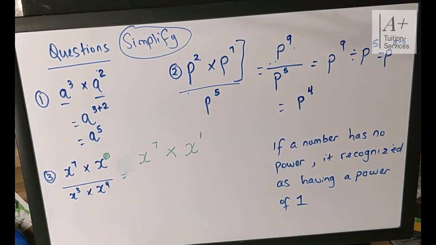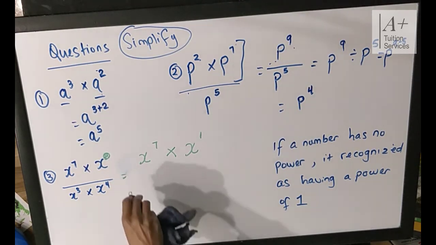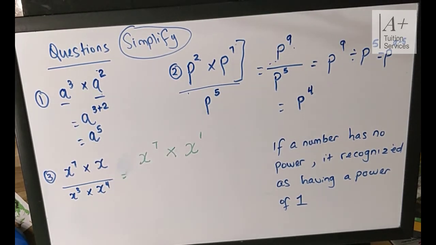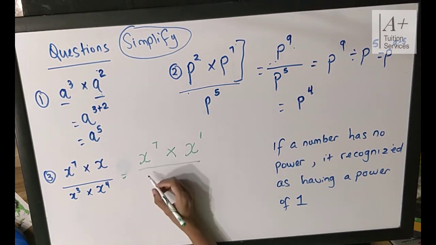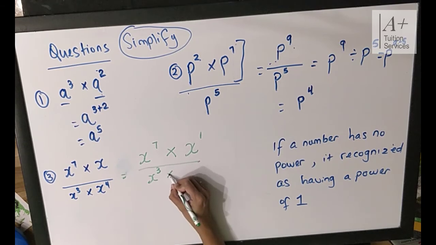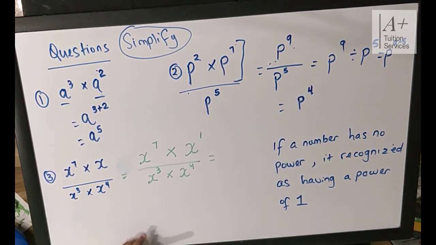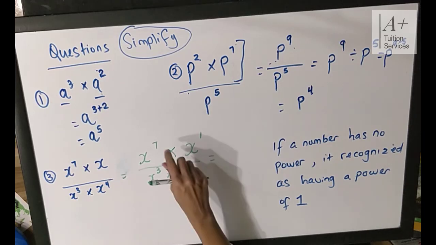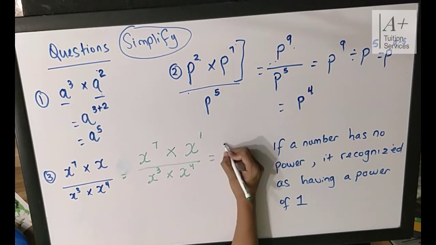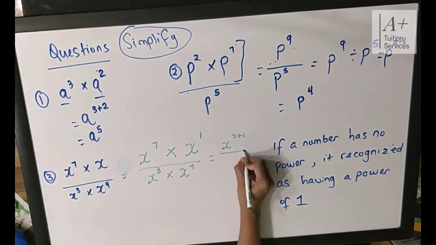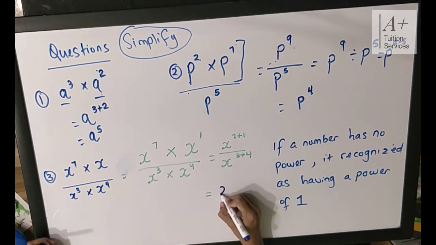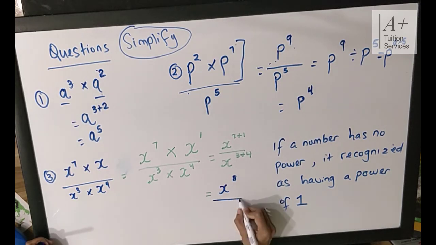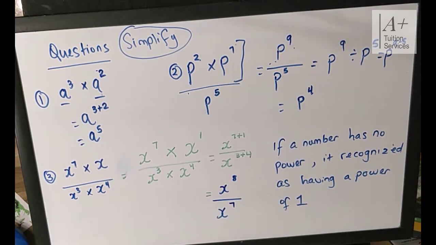We do not put 0, right? If you put 0, you will end up with the whole thing meaning 1, and that will change the base number. So we keep the x and just put 1 as the power. Now for x to the power of 3 multiplied by x to the power of 4, the bases are the same and we are multiplying, so we add our powers. It will be x to 7 plus 1 all over x to 3 plus 4, which leads to x to the 8th power all over x to the 7th power.